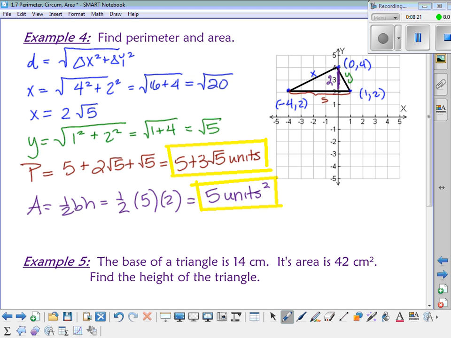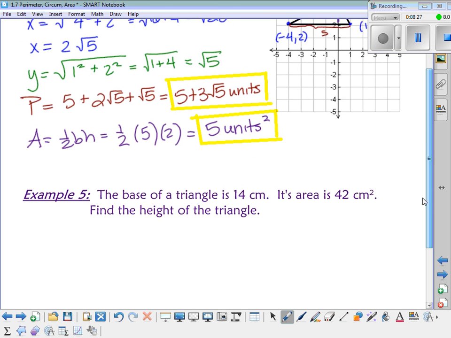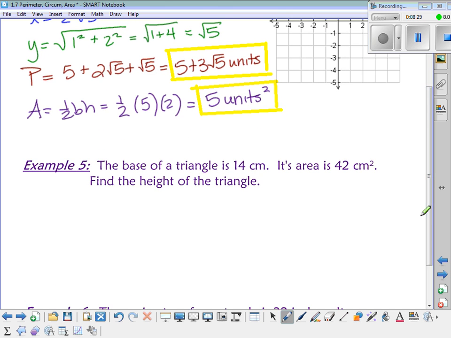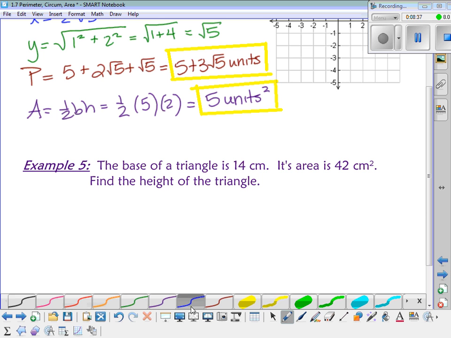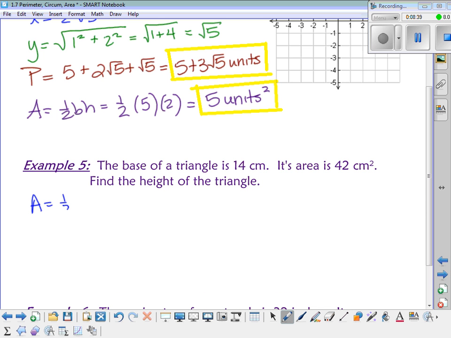Sometimes you might have to work backwards with the information that's given to you. In example 5, the base of the triangle is 14 centimeters and it's given an area of 42, and we have to find the height. So we're going to use our formula, area equals 1/2 base times height. We're going to plug in what we know and solve for what we don't know.